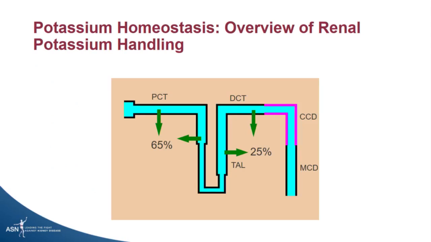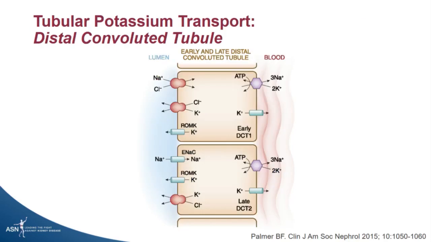Now, renal potassium handling: potassium is freely filtered at the glomerulus. 65% of the filtered potassium is usually reabsorbed in the proximal tubule, and 25% in the thick ascending limb of the loop of Henle and the distal convoluted tubule. This results in less potassium in the tubular fluid reaching the cortical collecting duct than often needs to be excreted. And in the latter portions of the distal convoluted tubule and into the collecting duct, we have potassium secretory mechanisms, which are the major determinants of potassium excretion.